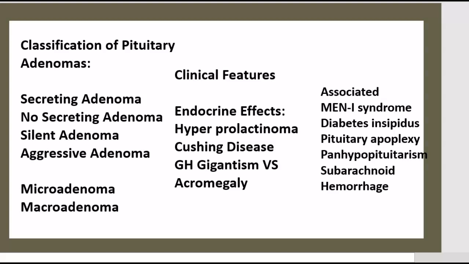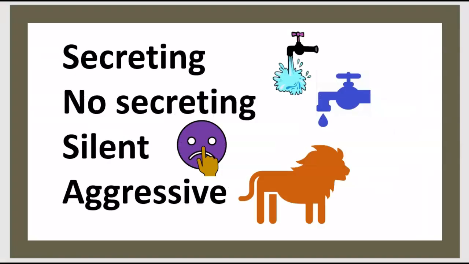hyperprolactinoma, Cushing disease, growth hormone, gigantism versus acromegaly, associated MEN1 syndrome, diabetes insipidus, pituitary apoplexy, panhypopituitarism, subarachnoid hemorrhage. We can classify tumor into secreting, non-secreting, silent, and aggressive tumor.